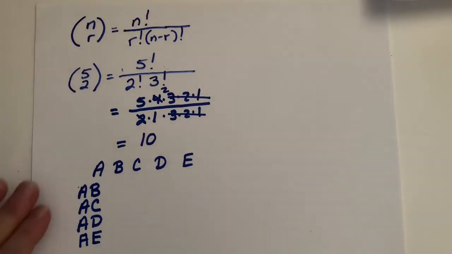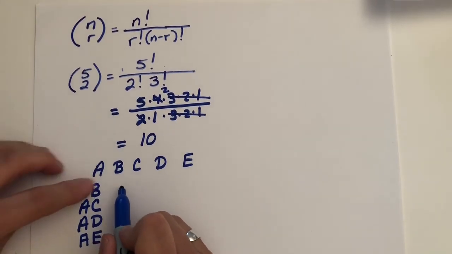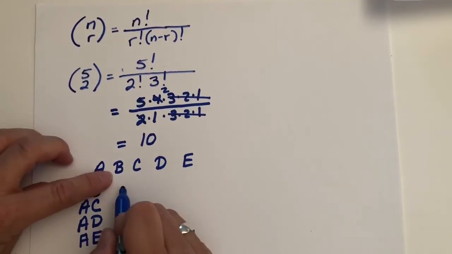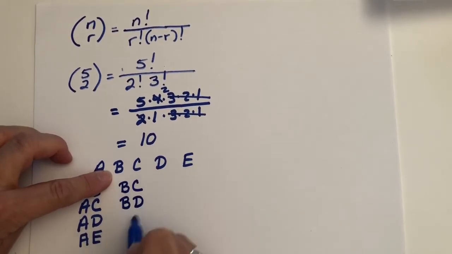It's the same combination. Now let's look at the combinations possible with B. We already have the AB, but we could have BC or BD or BE.